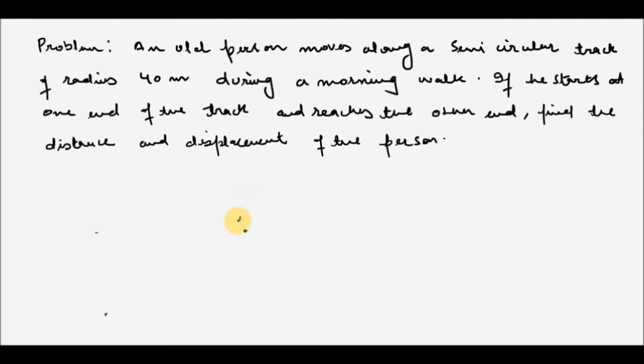A person moves along a semicircular track. Let me say this is a semicircular track. My drawing is not appropriate, sorry for that. Right? Now the radius, let me say this is origin. So the radius is 40 meters and the person has moved along a semicircular track between point A and point D. Now first we'll calculate the distance that the object has traveled, right?